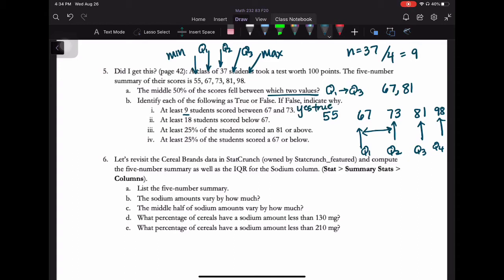At least 18 students scored below 67. Well, 67 is quartile 1, and we're saying here that there would be 18 students. Well, that's about half, so that's false. If we wanted to correct that when we're talking about half, we would say at least 18 students scored below the median, which is 73. At least 25% of the students scored an 81 or above. So 81 or above is right here, and they're saying 25% goes from 81 or above. That's true.